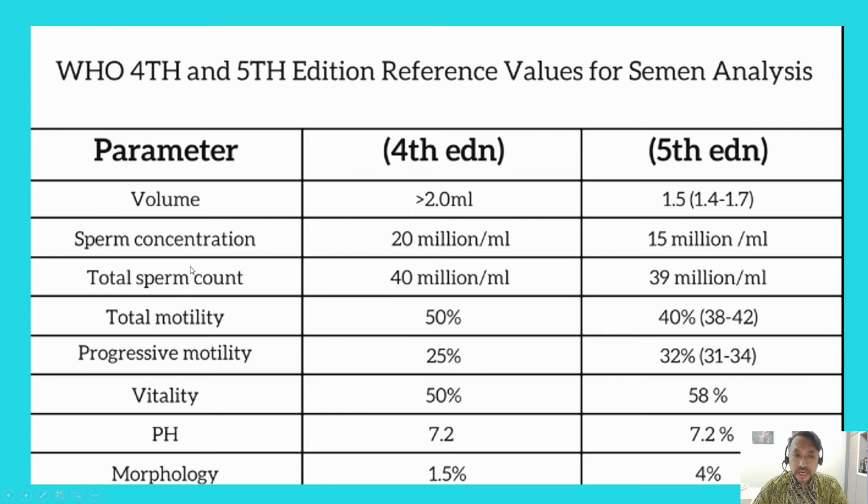So you are going to check the sperm concentration. It should be 15 million per ml, and the total sperm count should be 39 million. Next, you want to see motility more than 40%. And then you want to see the morphology. The morphology should be more than 4%.